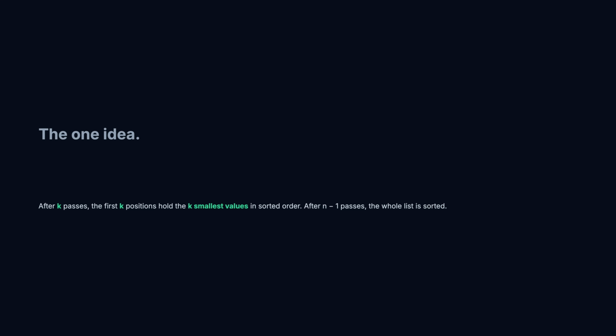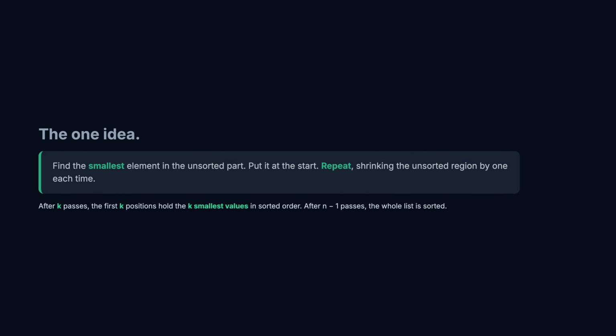Here is the whole idea in one sentence. Find the smallest element in the unsorted part of the list. Put it at the start of that part. Then do it again, ignoring the first position. Then again. After k passes, the first k positions hold the k smallest values in sorted order. After n-1 passes, the whole list is sorted.